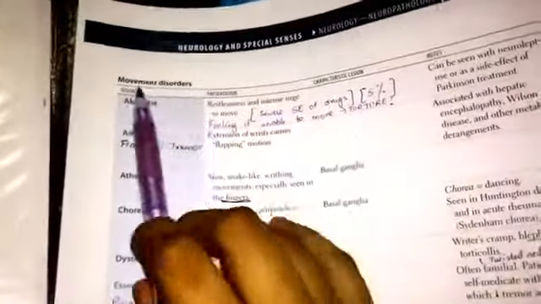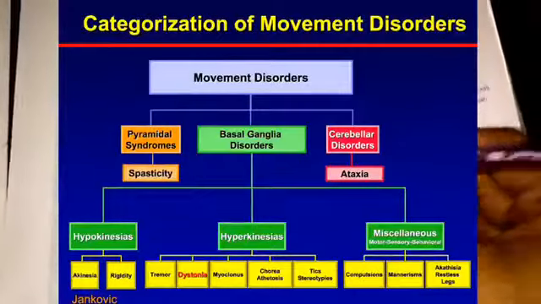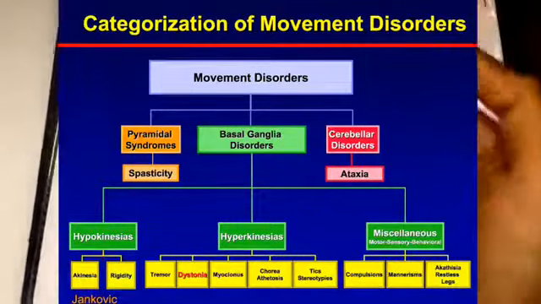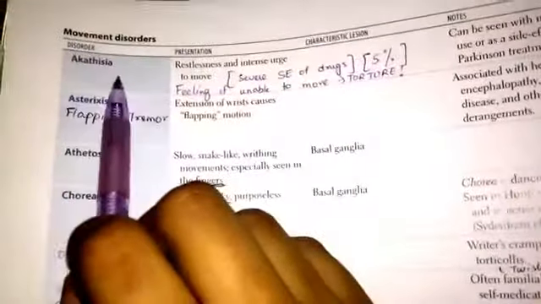So in this video, we are going to talk about movement disorders. Movement disorders are when there is a lesion in any of the structures that are mostly associated with movement, such as the basal ganglia or the cerebellum, etc. And sometimes it can be due to some muscle dysfunctions. So the first one we are going to talk about is akathisia.